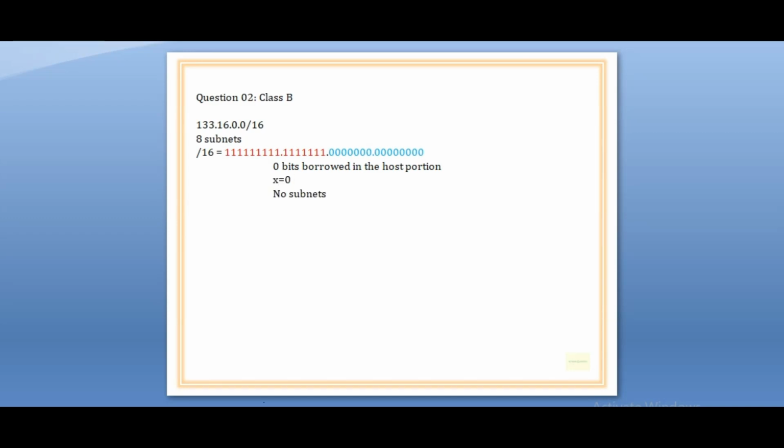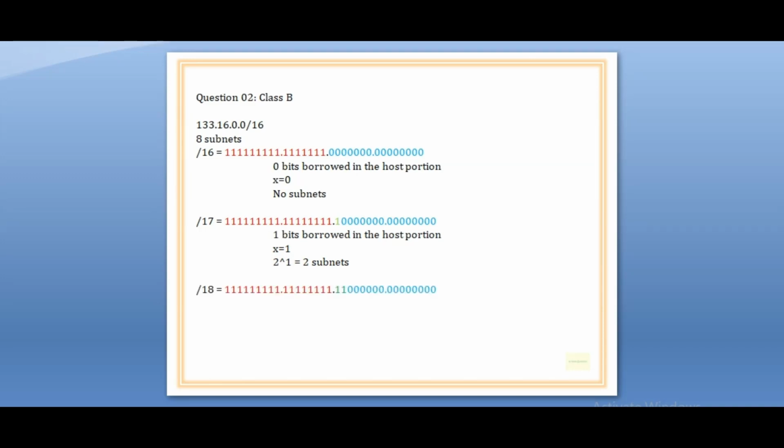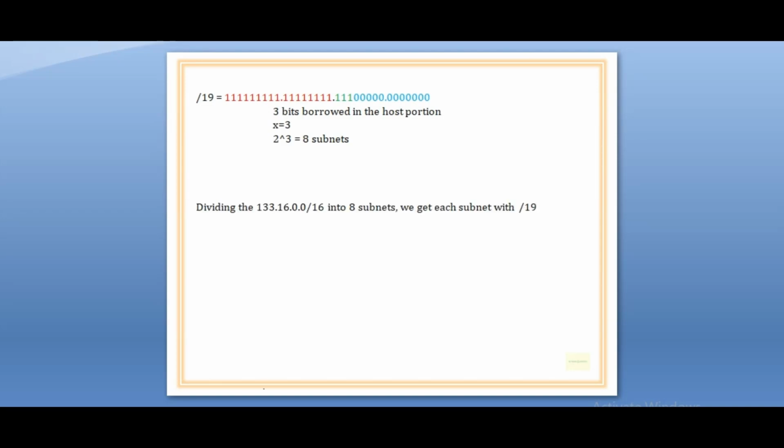Moving on to slash 17 we have 1 borrowed bit. So x equals 1, and 2 raised to 1 gives us 2 subnets, which is less than our requirement. Now in slash 18 we have 2 borrowed bits, x equals 2, and 2 raised to 2 gives us 4 subnets, which is still less than our requirement. Moving further to slash 19 we have 3 borrowed bits, x equals 3, and 2 raised to 3 gives us 8 subnets, which fits our requirement perfectly. That means we get 8 subnets with slash 19.